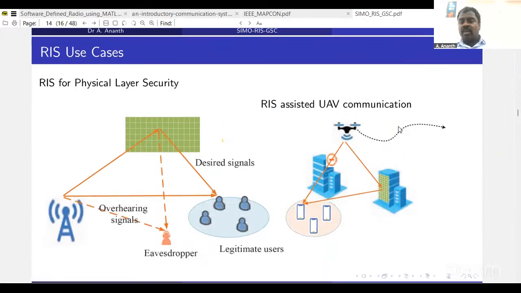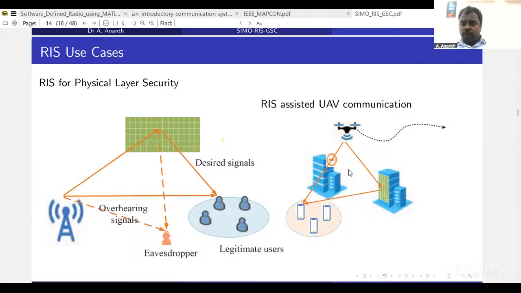Coming to the use cases, there are several use cases of RIS. Here you can see a scenario on the right-hand side. You have a drone, a certain number of users who are grouped here, and two buildings. Initially assume that both buildings are there and there is no RIS surface on the building. Assume these users are in a location where they were not able to get any proper signal because of some blockage. So we can use an unmanned aerial vehicle and provide coverage.